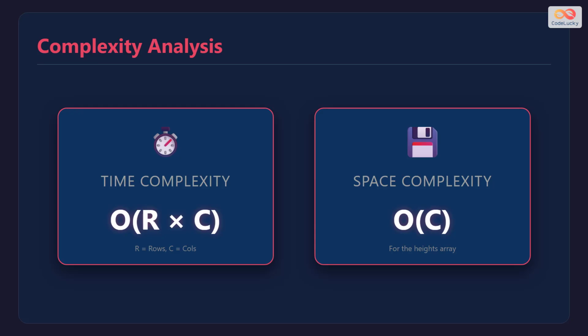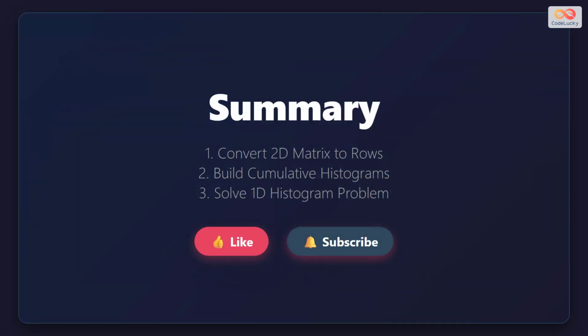This approach is highly efficient. The time complexity is O(R times C), as we visit every cell essentially once. The space complexity is O(C), where C is the number of columns, needed to store our heights array. To summarize, we flatten the 2D grid into dynamic 1D histograms to solve this hard problem efficiently.